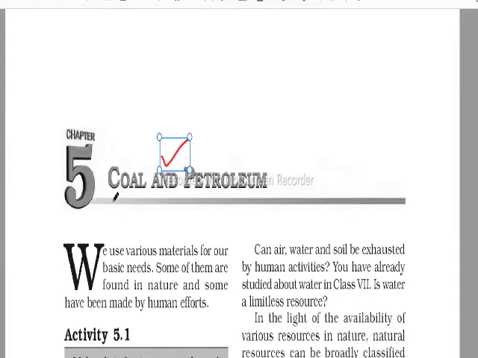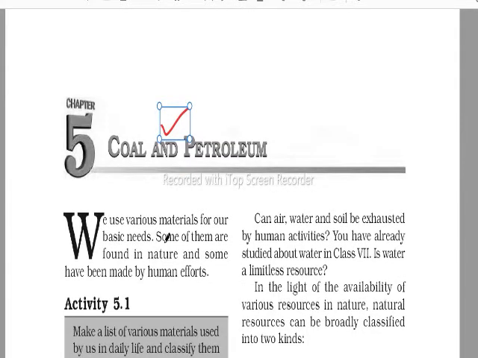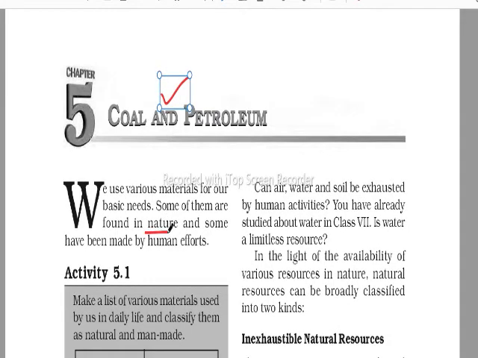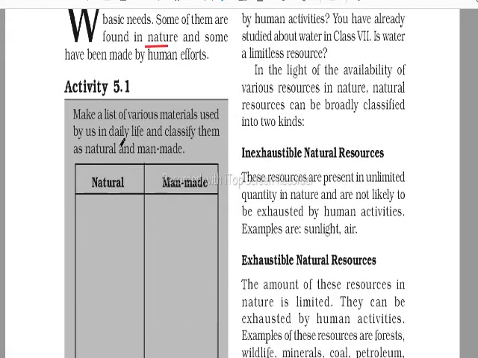Hello dear students, today we will talk about chapter number 5, coal and petroleum. See students, we use many things in our daily life. Some of them are provided by nature, so we can say they are natural, and some of them are man-made, so we can say they are synthetic. Here in activity 5.1, you need to list out the materials or objects which we use in our daily life as natural and man-made.